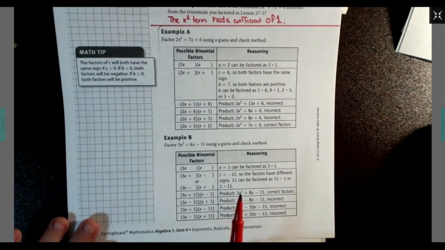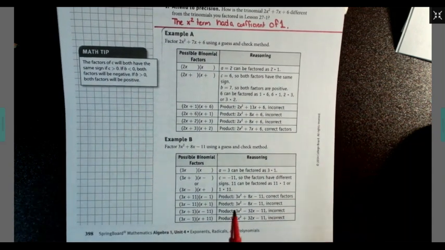They did the same thing with example B, except here with example B, my constant term had a negative. So that throws more possibilities into play, because you can either have a positive or a negative with the 3x or with the constant term.